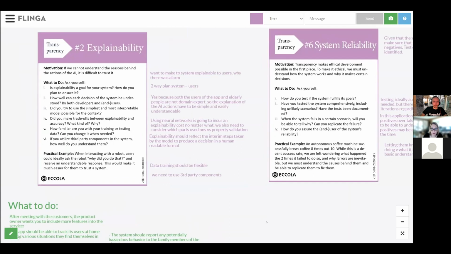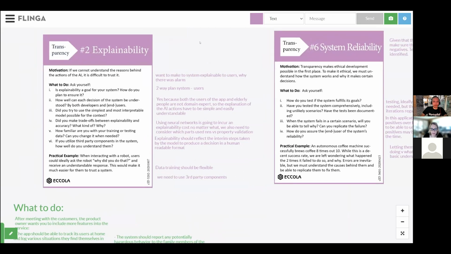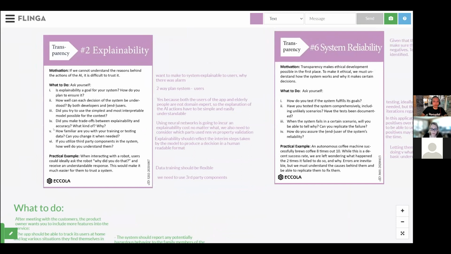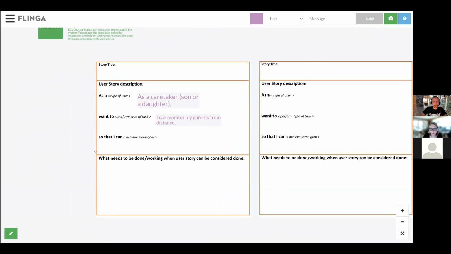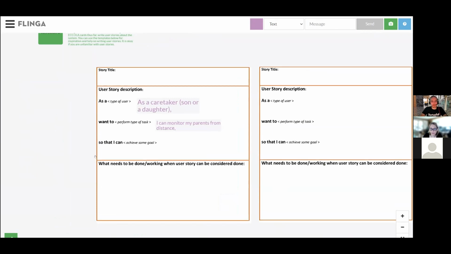So I think the way I would write it would be something like, as a caretaker or daughter, I want to receive accurate and understandable information regarding my parents' conditions so that I can decide the correct action that needs to be taken. How does that sound for others?